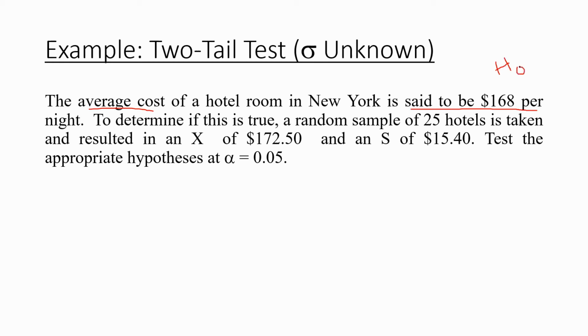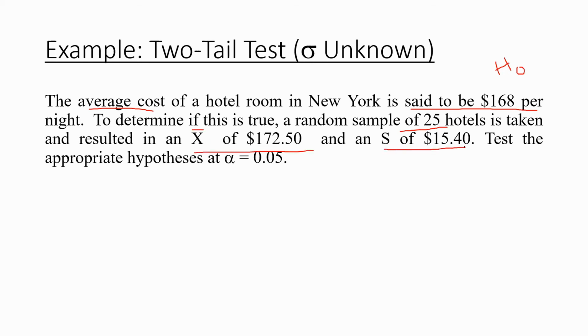Accordingly, your alternative hypothesis would be your mean is not equal to $168. Then you know that this is a two-tailed test, because your alternative hypothesis is not equal to some value, which in this case is $168. And you're given the sample size, 25, and you're told your x bar is 172 and your sample standard deviation is 15.4.